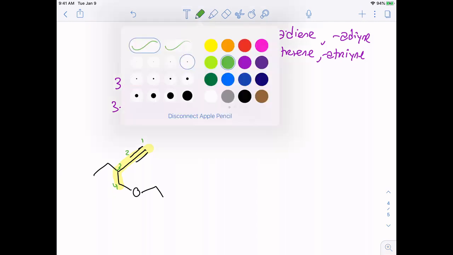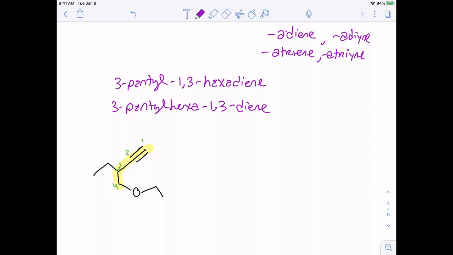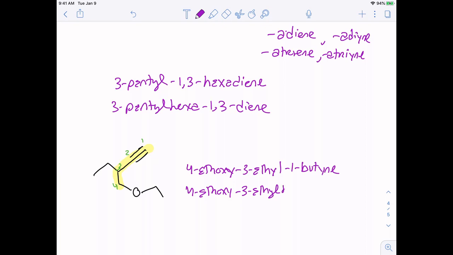So the name for this one: I have on the 3rd carbon an ethyl group, on the 4th carbon an ethoxy group, and if I was to alphabetize those, ethoxy actually comes before ethyl, right? The eth part's the same, but then with ethoxy I get to an O, with the ethyl I get to a Y, and O comes before Y in the alphabet. Not ethoxyl, ethoxy. So 4-ethoxy, 3-ethyl, and then 1-butyne using the older method. 4-ethoxy, 3-ethyl, but-1-yne using the newer method.